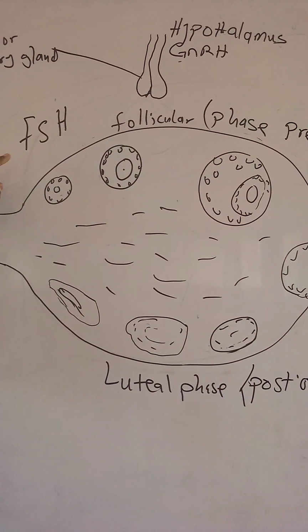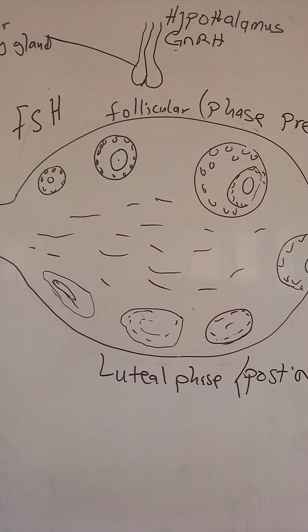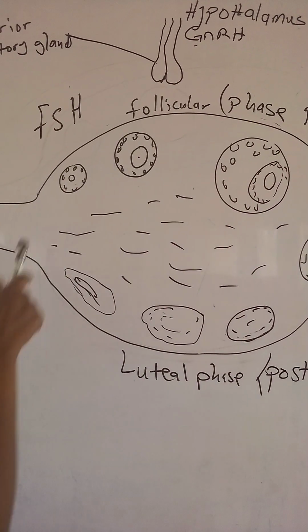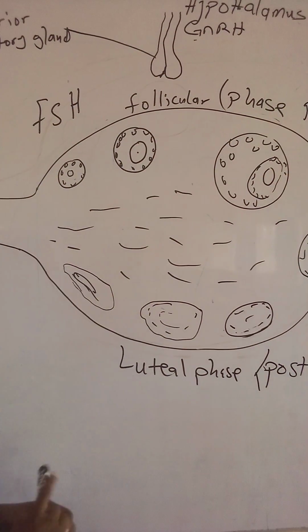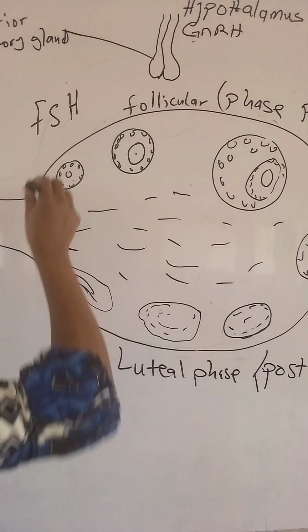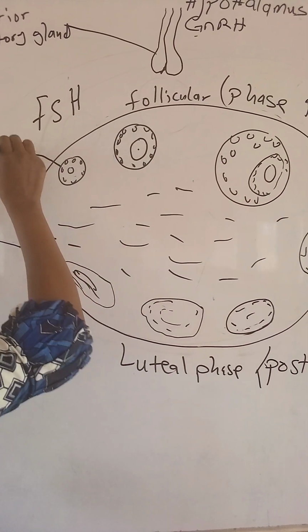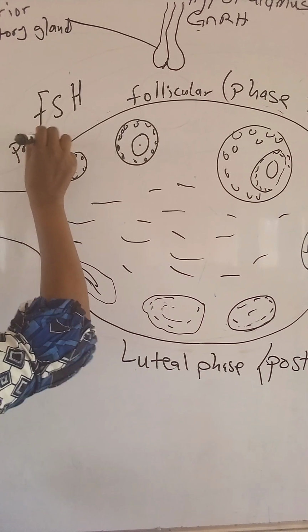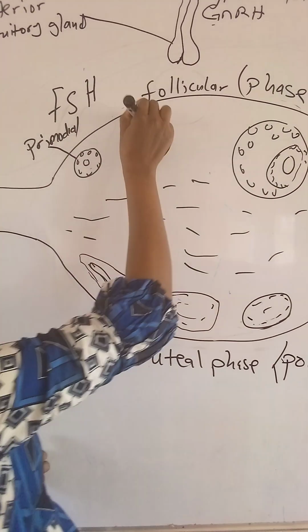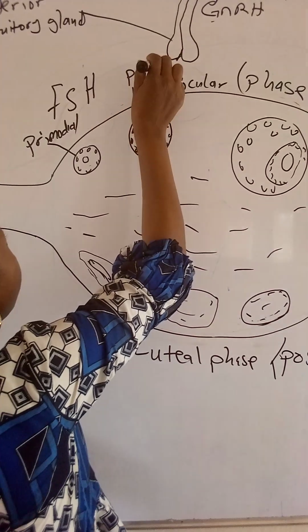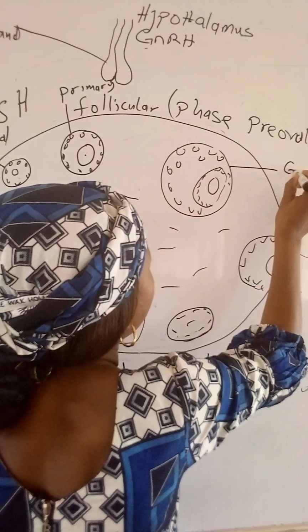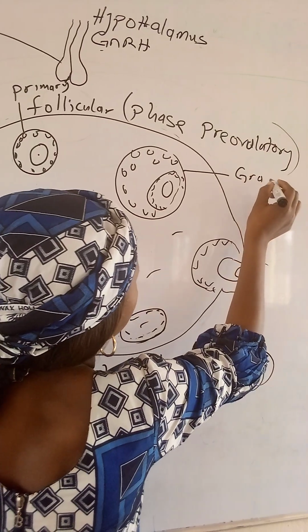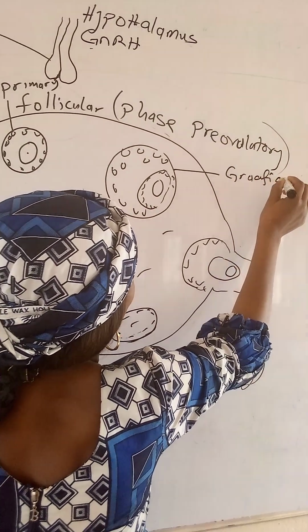Now it is this hormone, the follicle stimulating hormone, that stimulates the formation, the growth, and the development of these follicles. Now this is the primordial follicle, while this is the primary follicle, and here we have the Graafian follicle. It is the matured follicle.